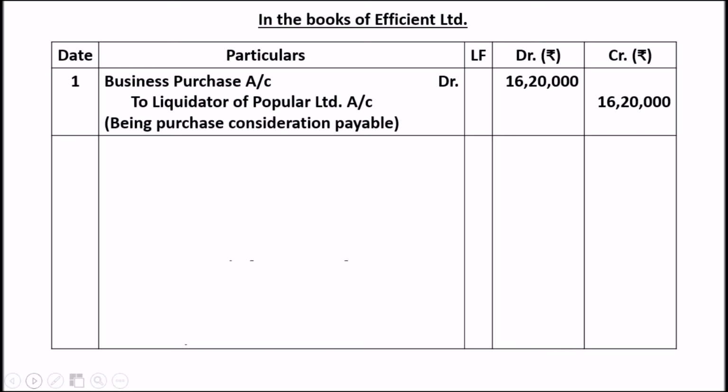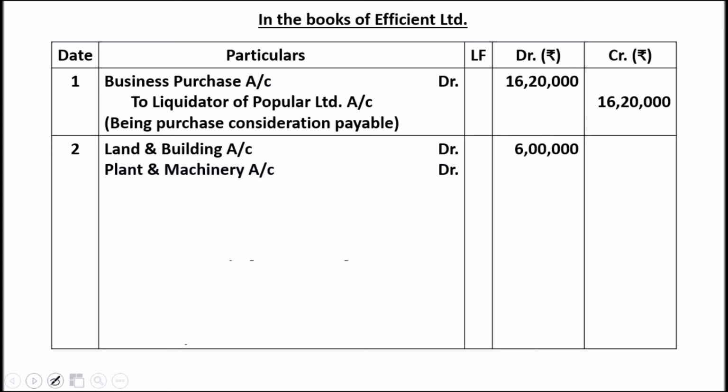Now the next entry will be for takeover of assets and liabilities, but this time at agreed values. So reading the paragraph below the balance sheet, we have all the agreed value of assets there. Starting from the first one, that is land and building account debit. Agreed value was 6 lakhs. Nothing is said about plant and machinery, so we will take the book value, that is 3,40,000. The next stock account debit is taken at 1,42,000.